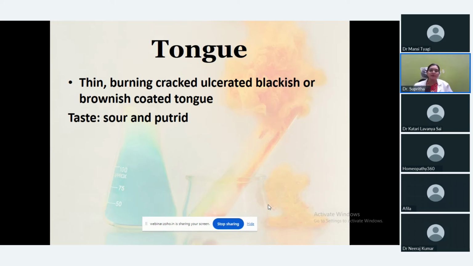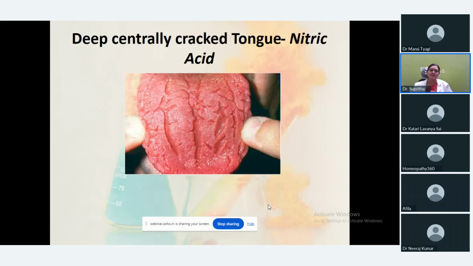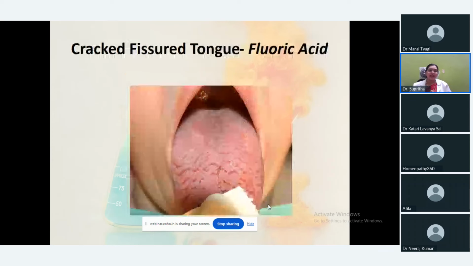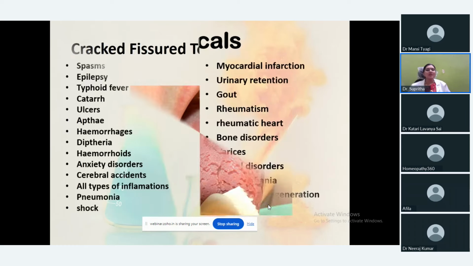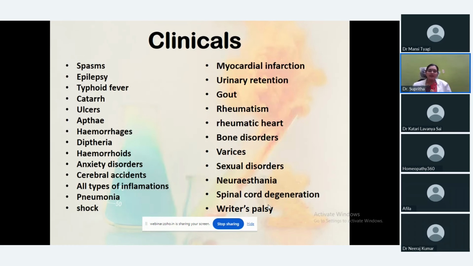Here you can compare with the doctrine of signature. If you see a deep centrally cracked tongue, nitric acid is the indicated remedy. Cracked, fissured tongue, that is fluoric acid. Coming to the clinicals, these remedies are indicated for spasms, epilepsy, typhoid fever.